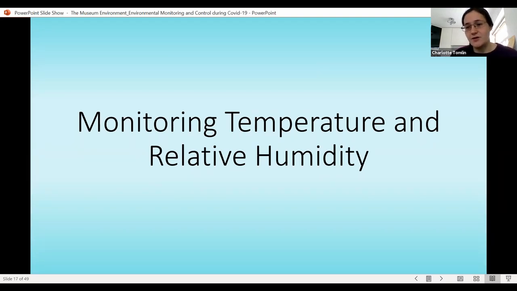But the high RH will probably cause more of a problem than the low temperature will help, if that makes any sense. So you're better to have a lower RH and a slightly higher temperature than a low temperature with a high RH. I think hopefully that answers that question.